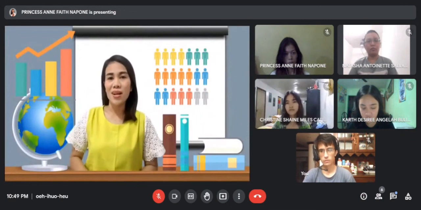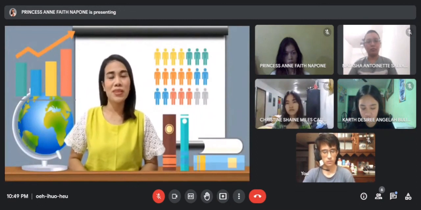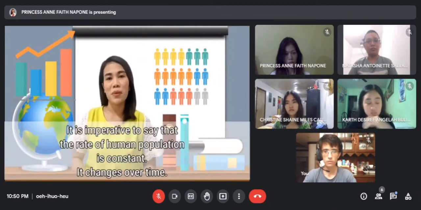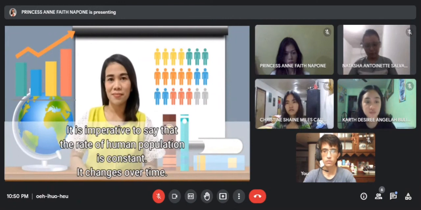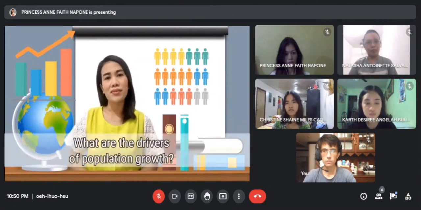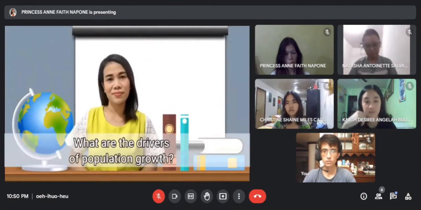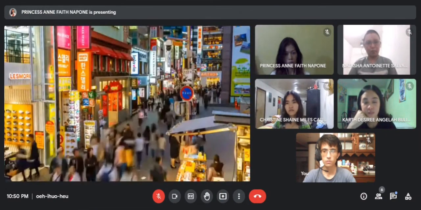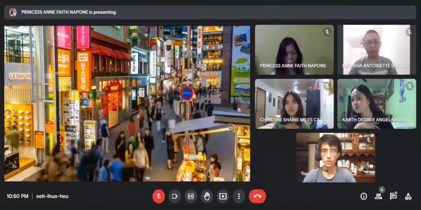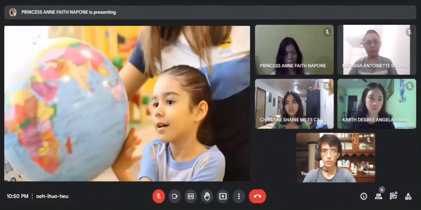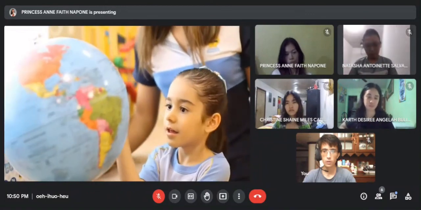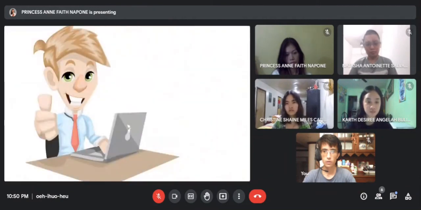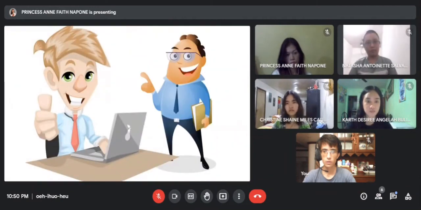Since there are some causes that modify the world's population over time, it is imperative to say that the rate of the human population is not constant. So, what are the drivers of population growth? Urbanization. People from rural areas move to the urban for the advantages that urban has to offer. Urban advantages include greater opportunities to receive education, healthcare, and advancement in careers such as better job opportunities.